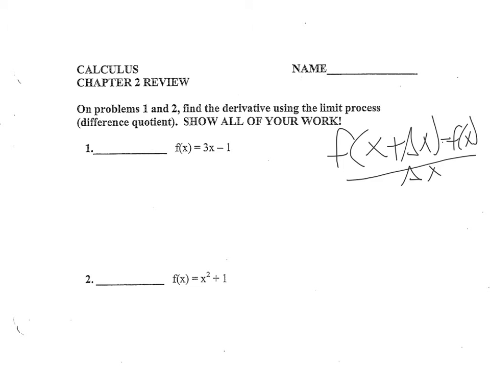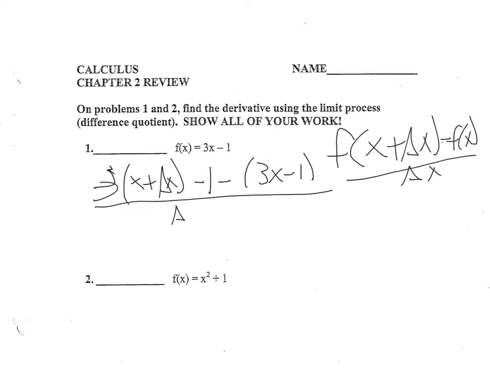Alright, let's start with number 1 here. So we have 3x minus 1, and we have to run it through that formula over there. And so we'll go 3 times x plus delta x, minus 1, minus 3x minus 1, all over delta x.